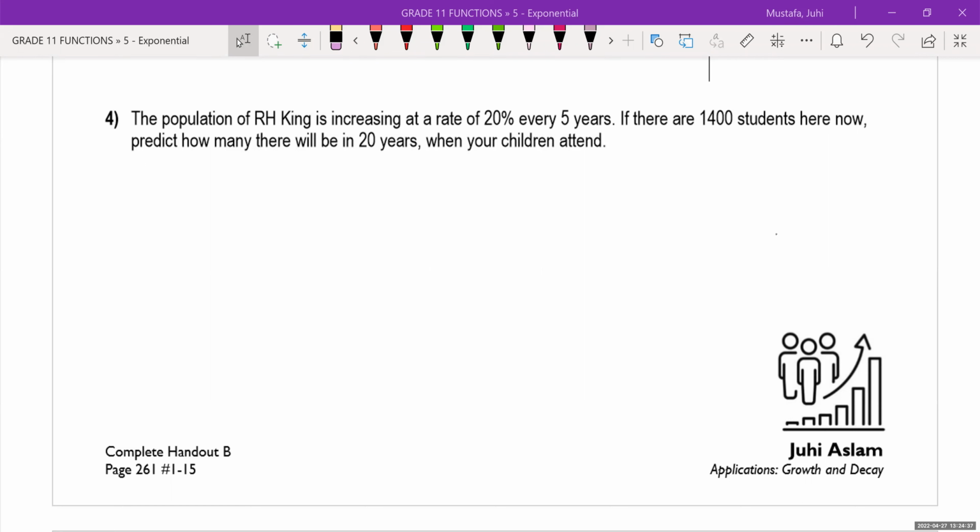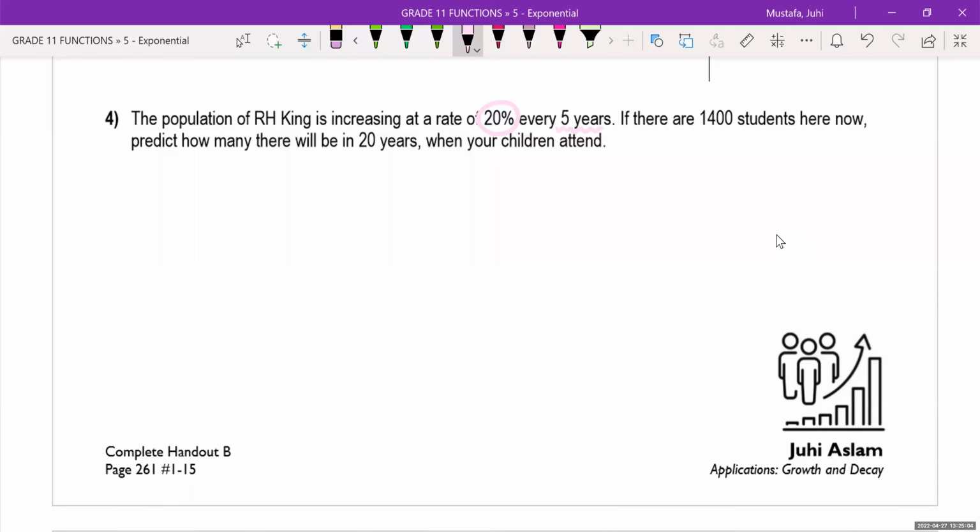If there are 1,400 students here now, predict how many there will be in 20 years when your children. Okay. Did the word children freak everyone out? I mean, in 20 years, that's very much possible. All right. Oh, that's the shocking part. Okay. All right, you guys.